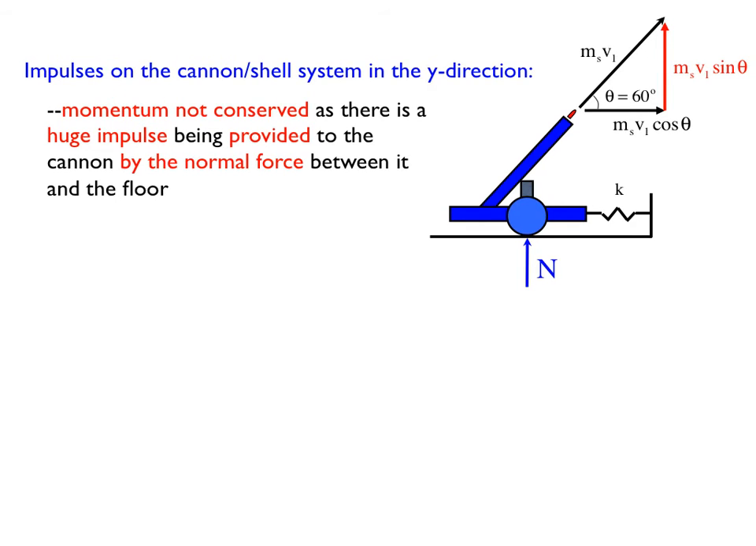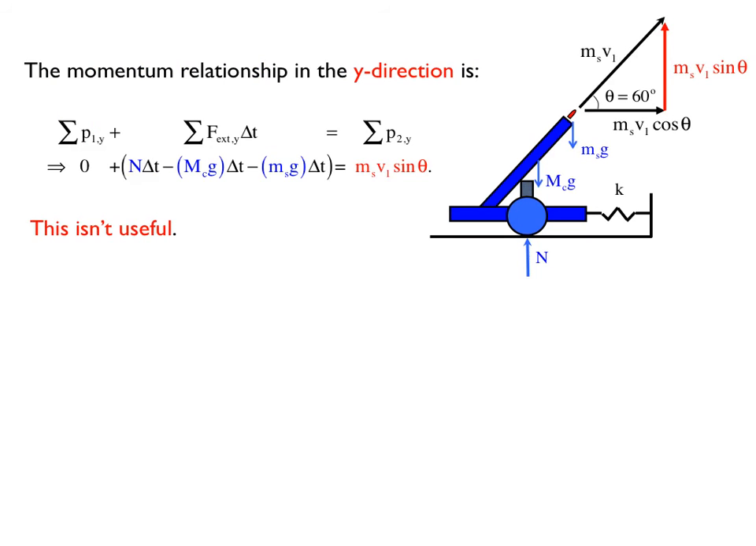I mentioned earlier that the normal force is providing an enormous external impulse to the system in the y direction, changing the momentum content in the y direction. Again, momentum is not conserved in the y direction. Still, just for the amusement of it, I've written out the impulse relationship, or the conservation of momentum relationship. No momentum to start with, some momentum to end with. How so? Because there's all sorts of external impulses happening in between over the time interval. As I said, this is not useful to us. I've just thrown it in just so you can see it.